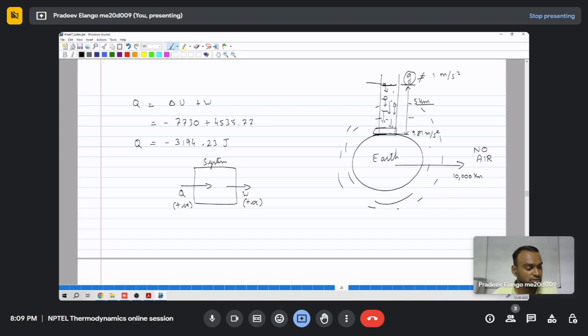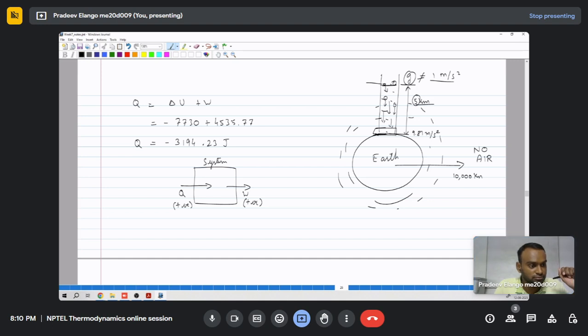Is there pressure exerted? The pressure at 5 kilometers, if there is a molecule, will not be the same as the ground level pressure. As we go up, the pressure will also vary, because gravity is also changing, and the air column is also less. The effective air column is also less.